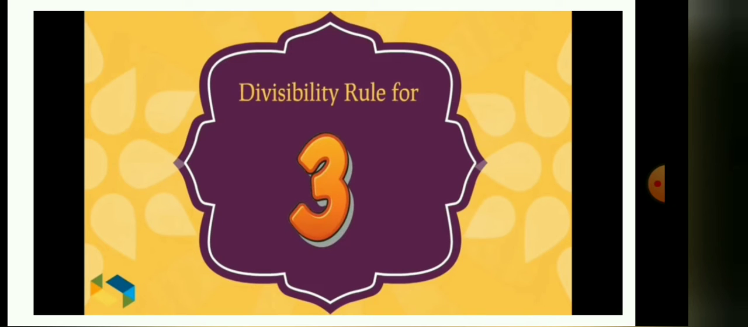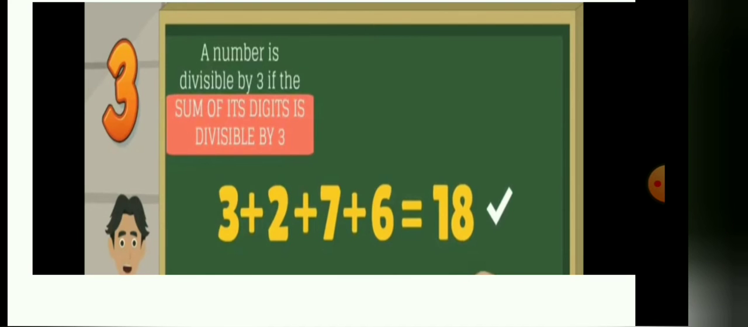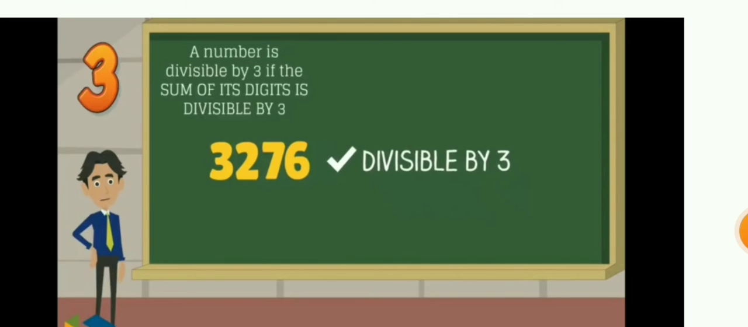Now we are going to see the divisibility rule for 3. A number is divisible by 3 if the sum of its digits is divisible by 3. So, the sum of its digits. Now just see here. One example number has been given, that is 3276. If you add the digits, 3 plus 2 plus 7 plus 6, the result is 18. So the sum of the digits is divisible by 3. 18 comes in the 3 table. So 3276 is divisible by 3. Here we just found the answer for a 4-digit number, whether it is divisible by 3 or not. So the number is divisible by 3.